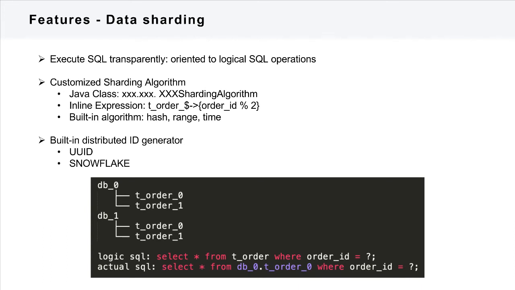And after data sharding, different data nodes need to generate a globally unique primary key. Apache ShardingSphere currently provides built-in distributed ID generators, such as UUID and Snowflake, and also extracts the interface of the distributed key generator for users to implement.